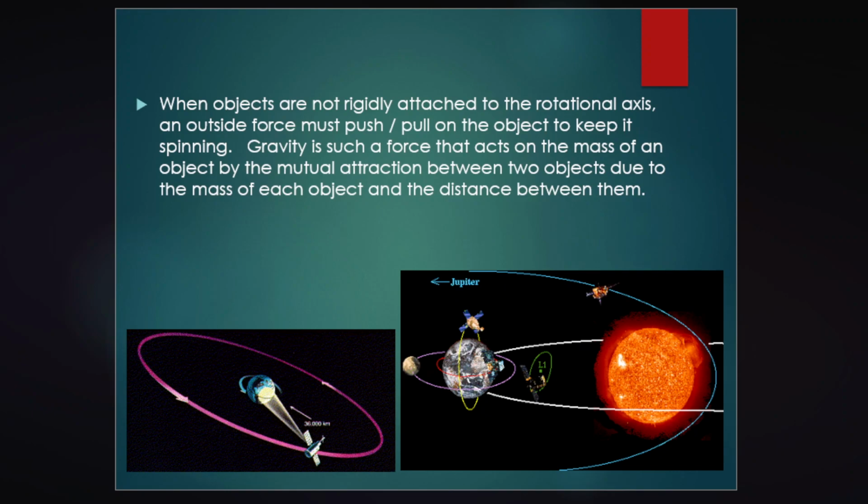When objects are not rigidly attached to a rotation axis, an outside force must basically push or pull on the object to keep it spinning. Gravity is a great example. With satellites going around Earth, the force of gravity between the satellite and the Earth is that centripetal force to counter the inertia.